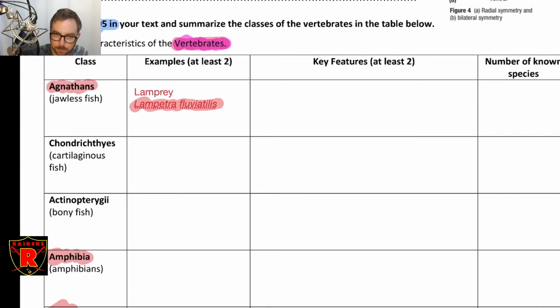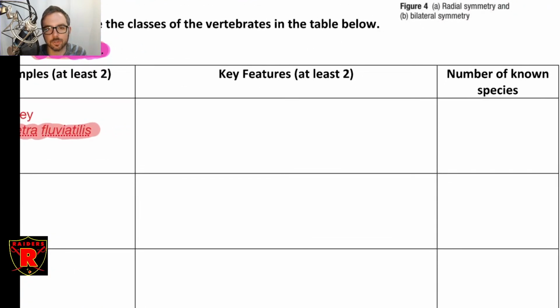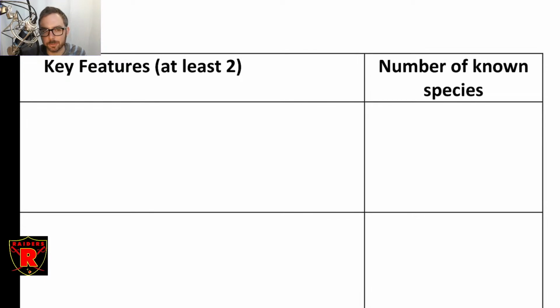Anyway, 2 examples of each. I should probably go fill this table in myself. Also 2 key features of each group, and the number of known species. That you can take directly out of the textbook. You don't need an updated number from online. The one in the text is close. It's probably a little on the low side because we've definitely discovered more of these since then. But some have also gone extinct, so there's a give and take there.